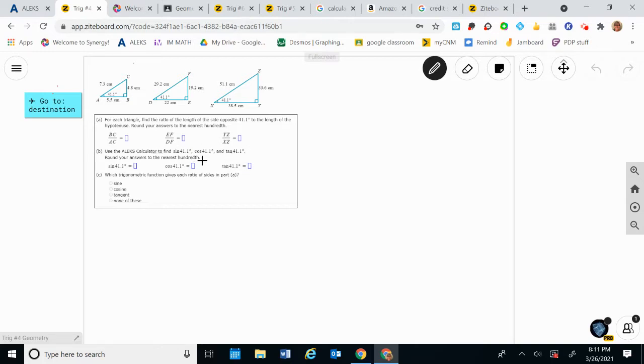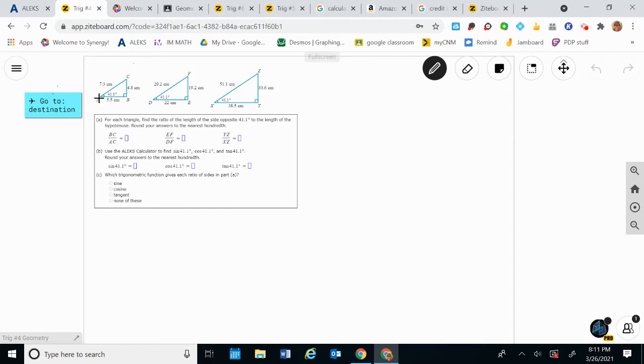For this one, they are just trying to get you to understand the ratios in similar triangles. Do you see that these are similar? They all have the same angle. This is basically creating three similar triangles, and they're going to compare the ratios of the same sides.